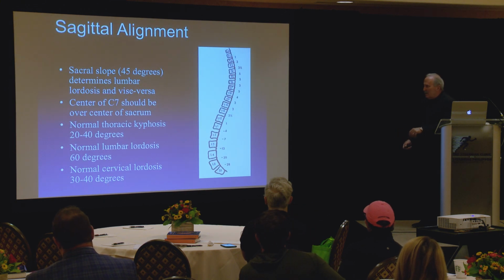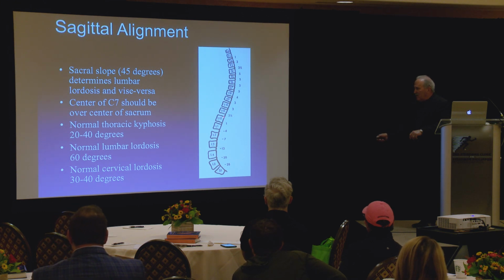So, sagittal alignment. The L5-S1 disc is on about a 45-degree slope going downhill. The center of C7 should come right over the sacral ala. The normal lumbar lordosis is 60 degrees. Normal thoracic kyphosis, 20 to 40 degrees. Normal cervical lordosis, 30 to 40 degrees. So you have to remember these numbers because you're going to measure them on X-ray, because X-ray is going to become one of your most valuable tools.